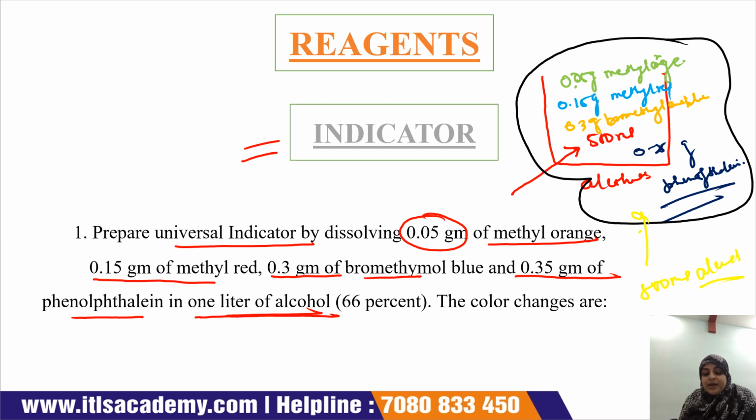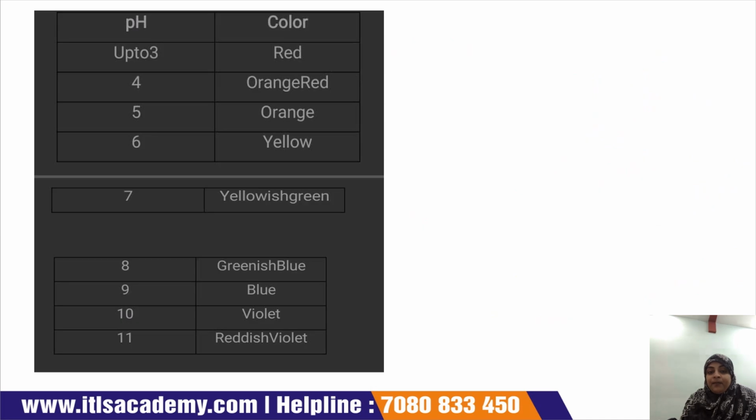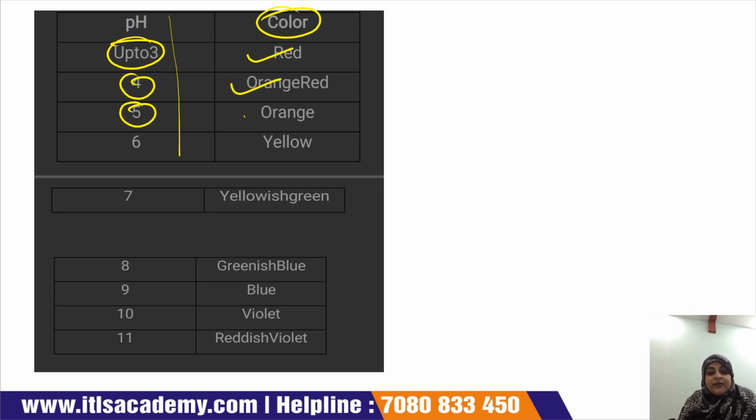And this is how we prepare the reagent, and the color changes are like this. Here the first column is for the pH and the second column is for the color. If the pH is up to 3, then the color will be red. If the pH is 4, then the color will be orange red.